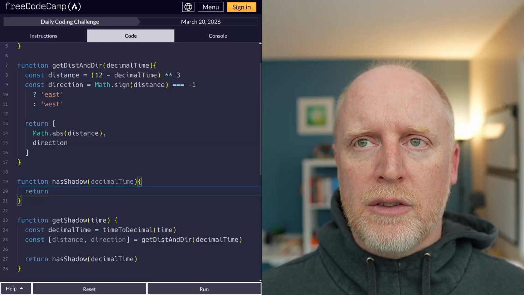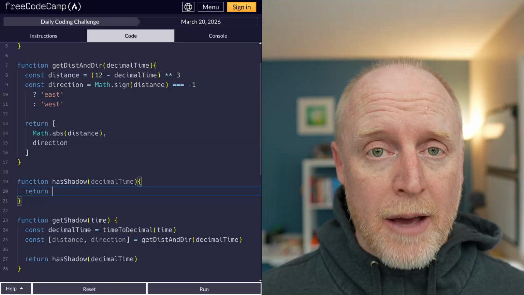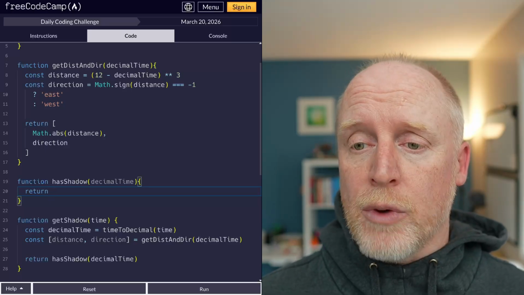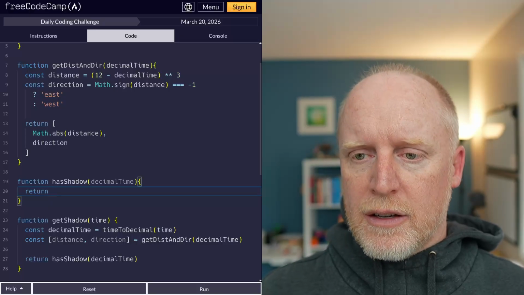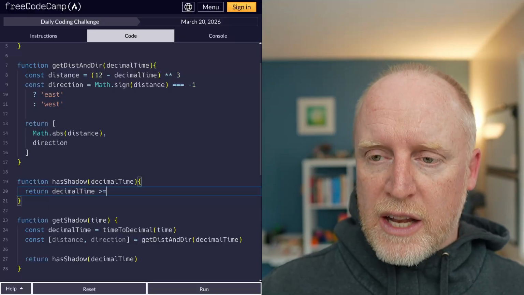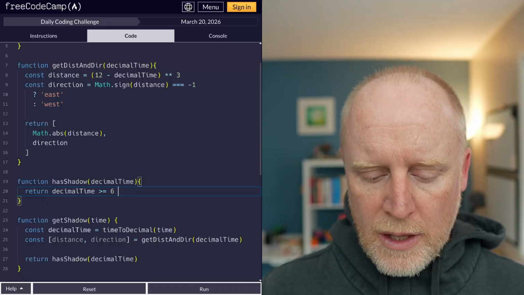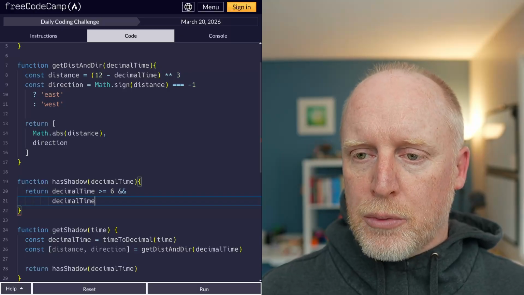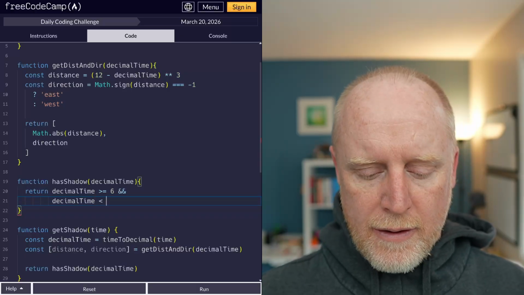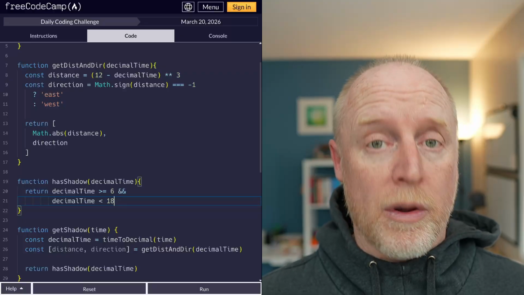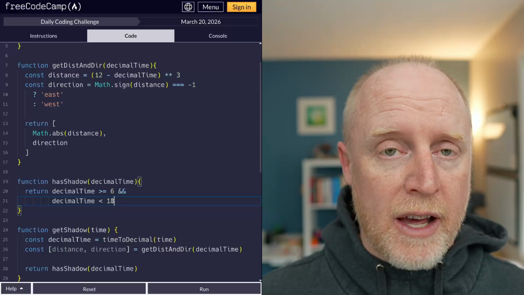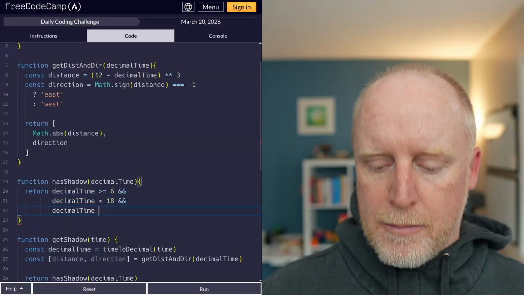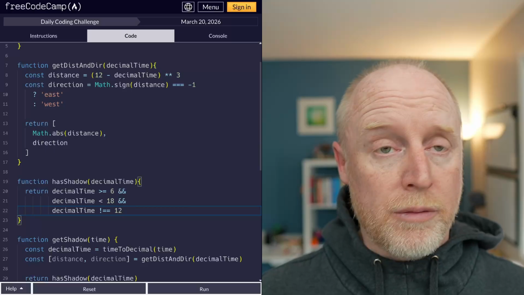The first one is the 6 o'clock, okay? 6 a.m. and then 6 p.m. and 12 noon, high noon, right? We need to take care of that. So we look at decimal time and we go greater than or equal to 6. Tabbing this in, making it pretty, decimal time less than 18, right? Because it's a 24-hour clock. So we absolutely have that 18 is 6 p.m., okay? And decimal time not equal to 12, okay?